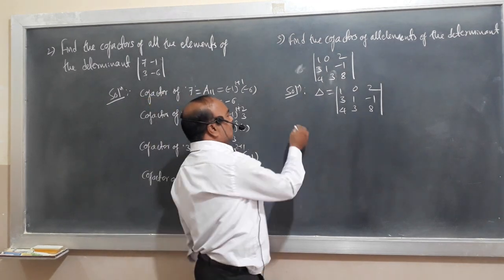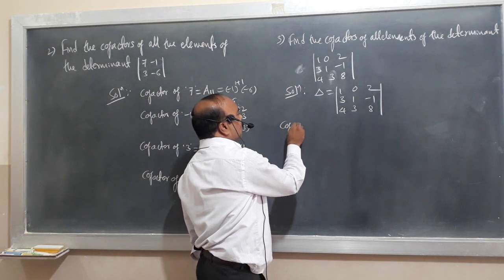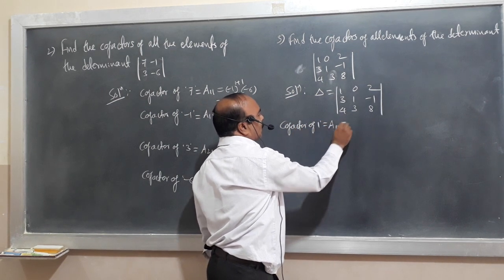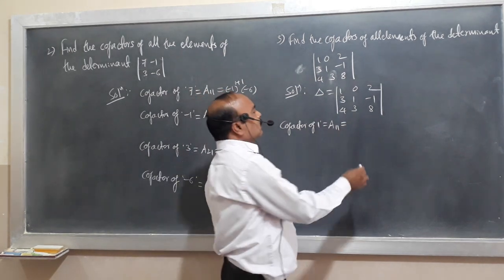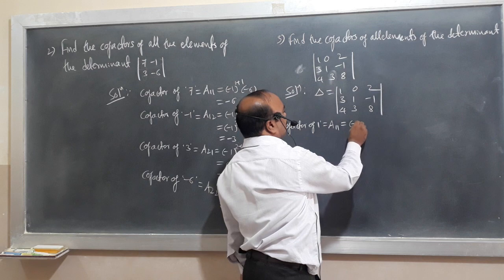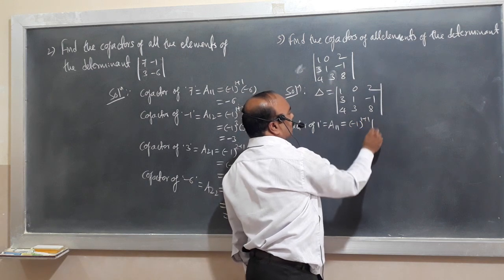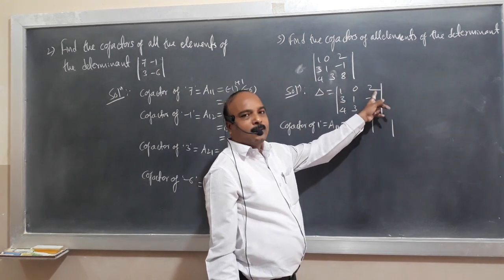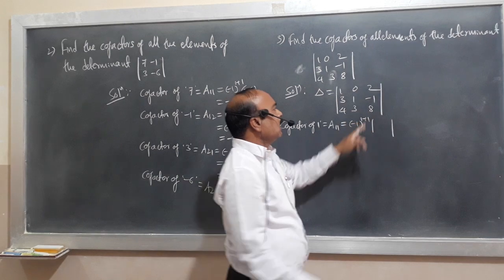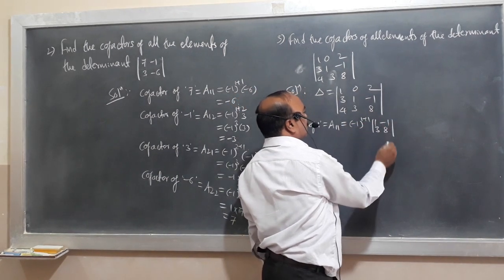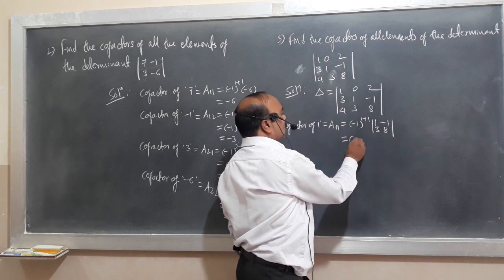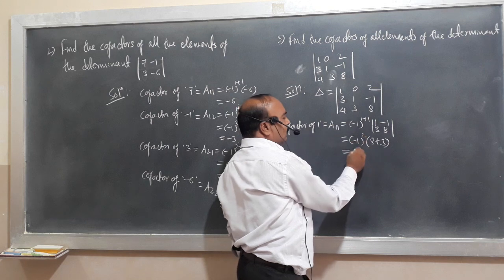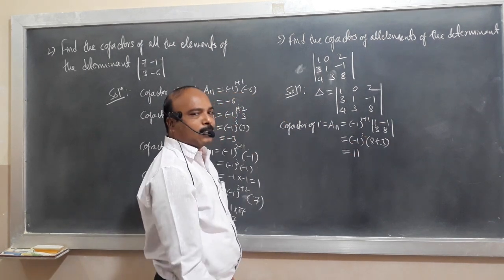First cofactor, that is cofactor of 1. It is given by a11. It is minus 1 power 1 plus 1 into minor. Minor of this element 1 is, deleting this column and this row, we get 1 minus 1, 3 8. So it is equal to minus 1 square into 8 plus 3. Minus 1 square is 1. 8 plus 3 is 11.